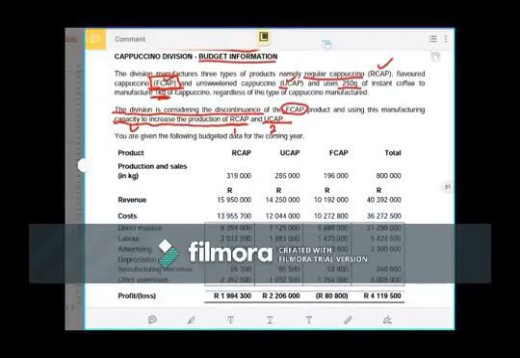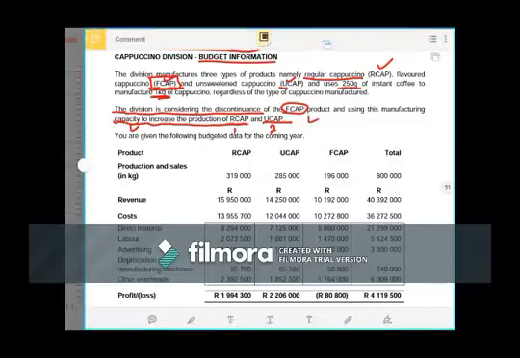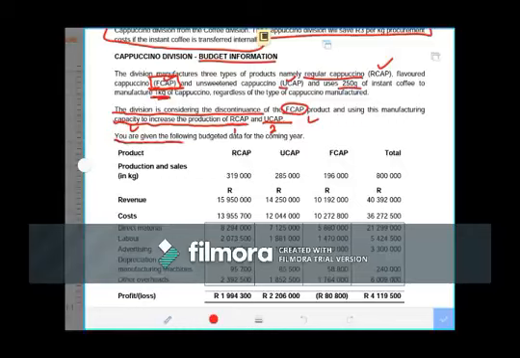Then we continue, and take note that whenever there's a discontinuation, there are also non-financial factors that must be taken into consideration. And when we read the other requirements regarding this question, that is taken into consideration to say what are the non-financial factors that the company would have taken into consideration before they decide on the discontinuance of the flavored cappuccino. You are given the following budgeted data for the coming year.